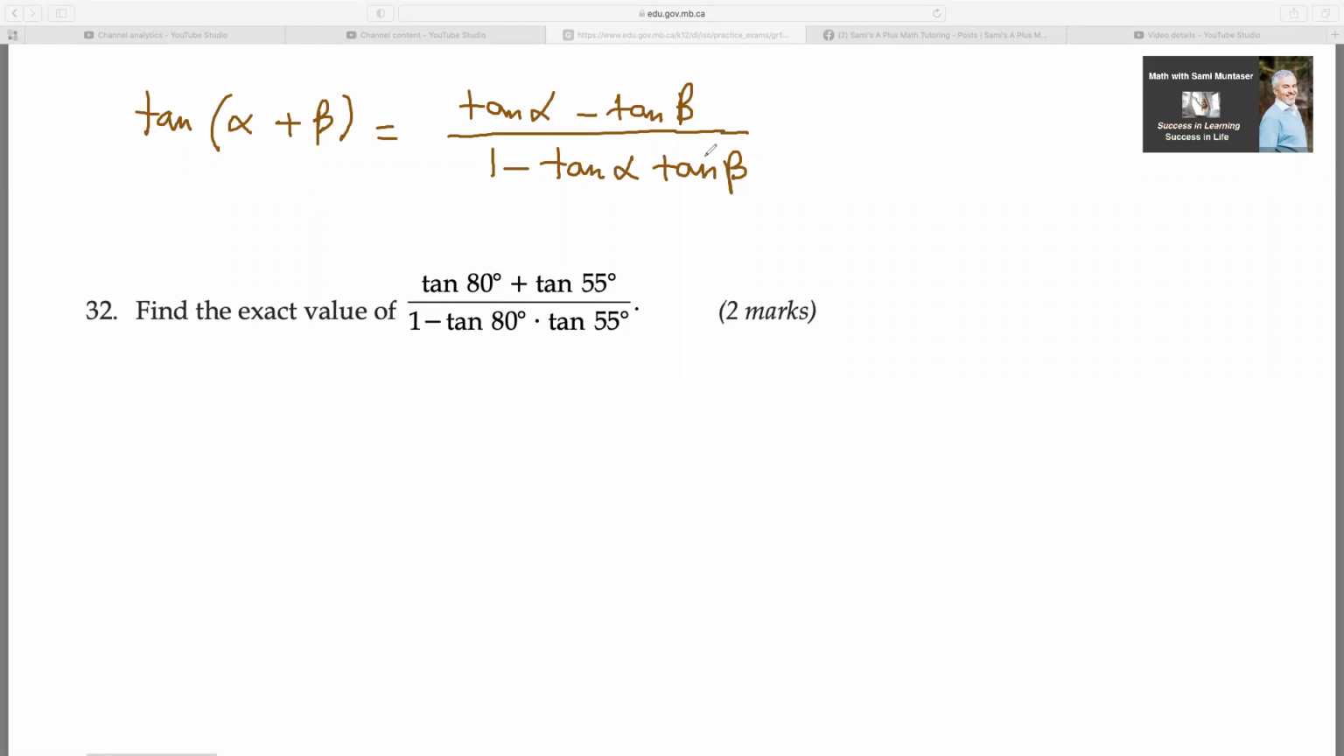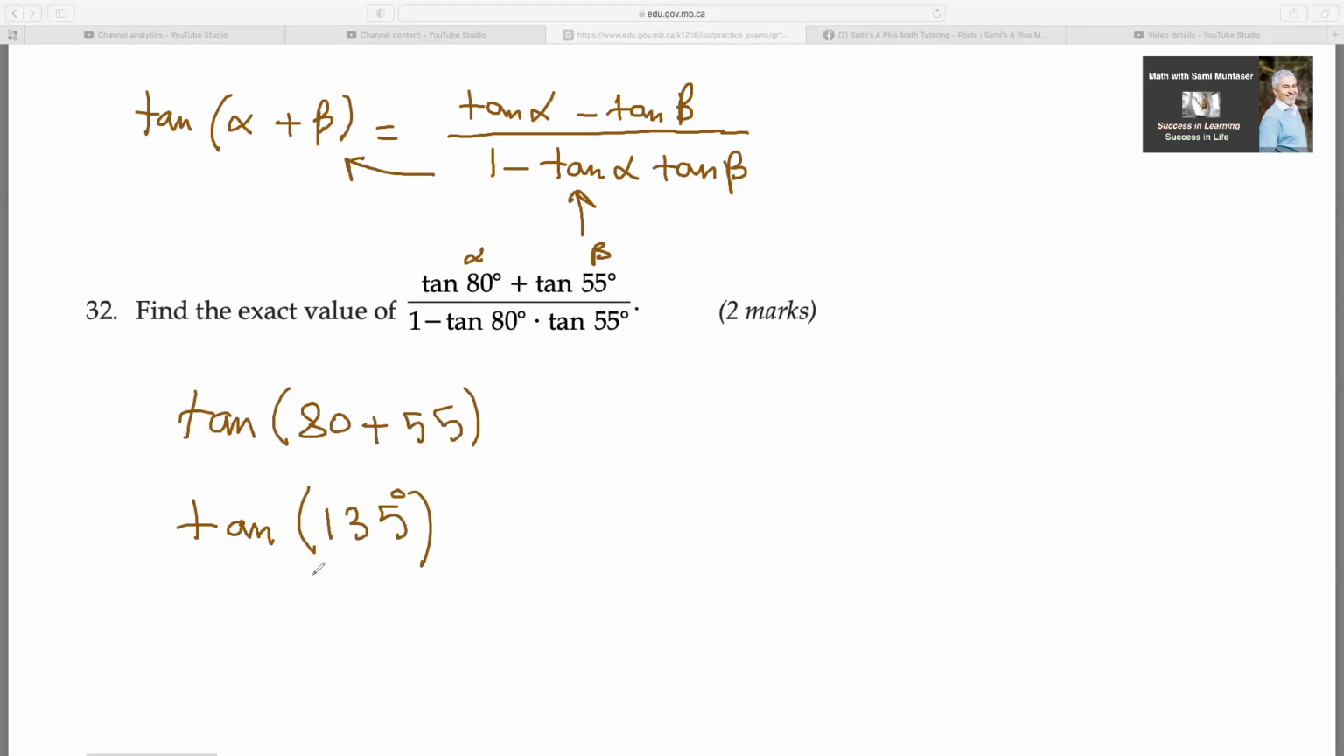What you're doing here, they're giving you this form right here, and they want you to go back to this form right there. So think of the 80 as alpha and the 55 as beta. Written exactly in this form, if you want to change it to that, all you need to do is say, okay, this is tan of alpha, which is 80, plus beta, which is 55. And that will give me tan 135.